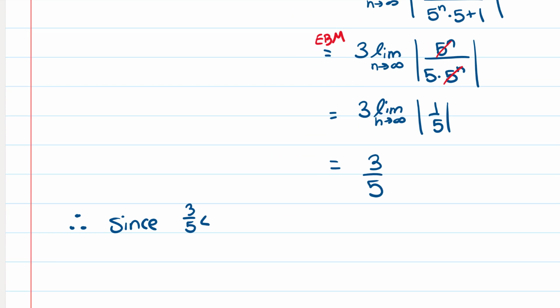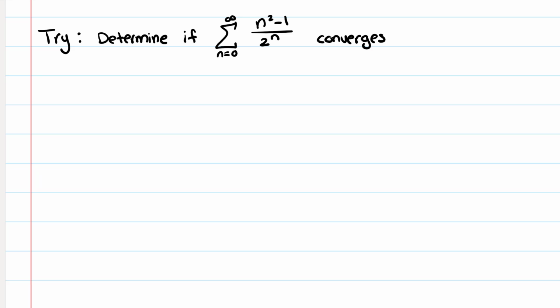Since 3/5 is less than 1, the series will converge everywhere. There's no x value to worry about because we get a constant and we don't have to solve for x. The series converges for all x's. Okay, on your own, I want you to determine if this series converges.